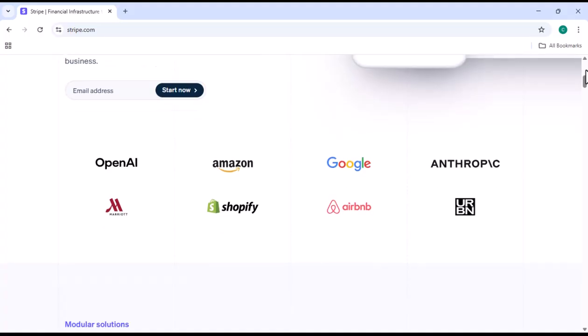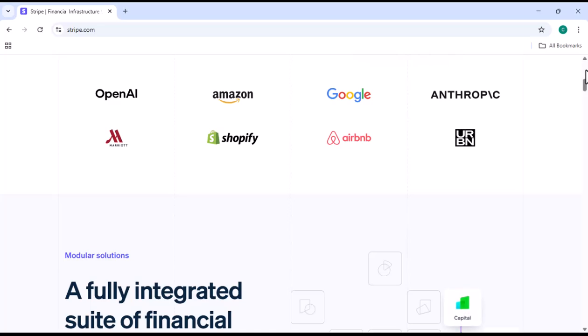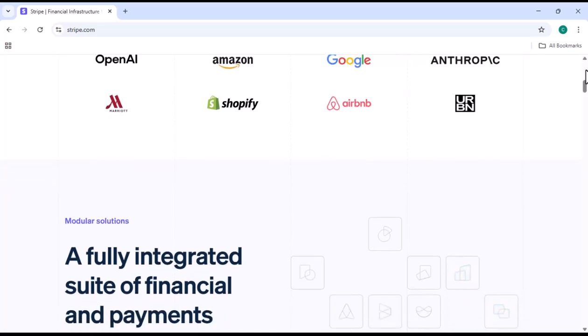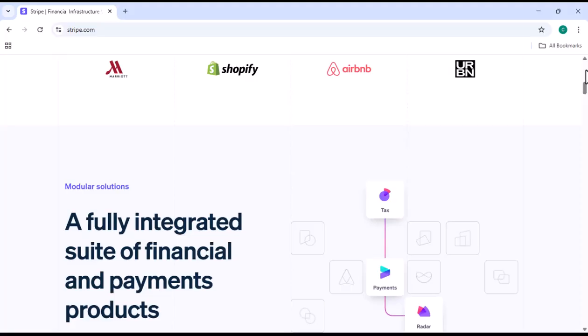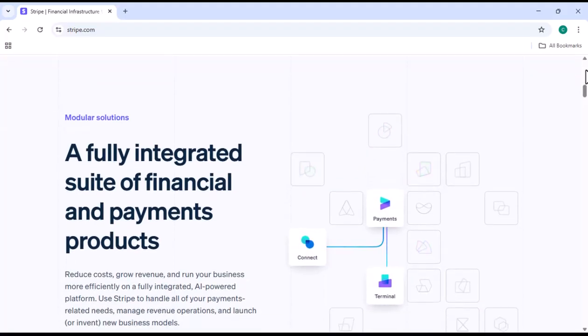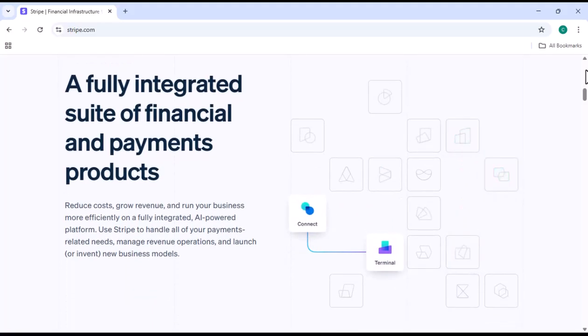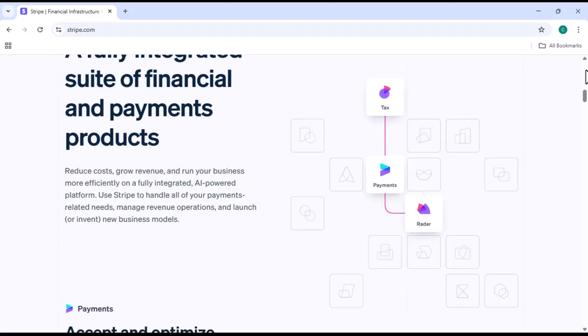Today, we're pulling back the curtain on one of the most popular and developer-friendly payment platforms out there, Stripe. We're going to dive deep into the concept of minimum payment amounts, why they exist, how they're calculated, and what it all means for your business, whether you're selling digital goods, offering subscriptions, or running a full-blown e-commerce store.